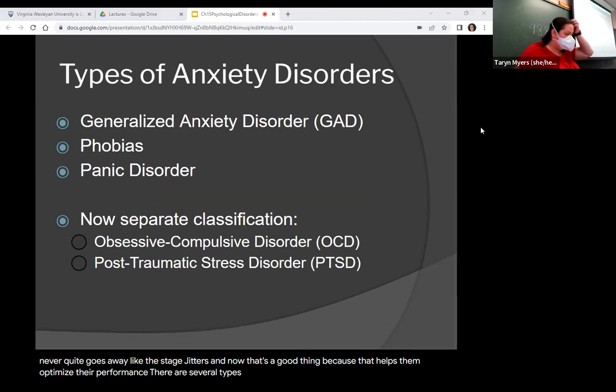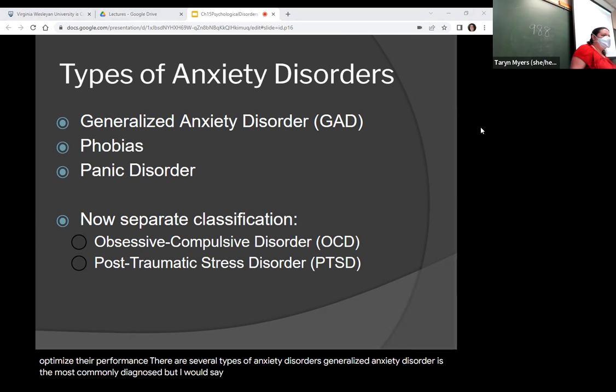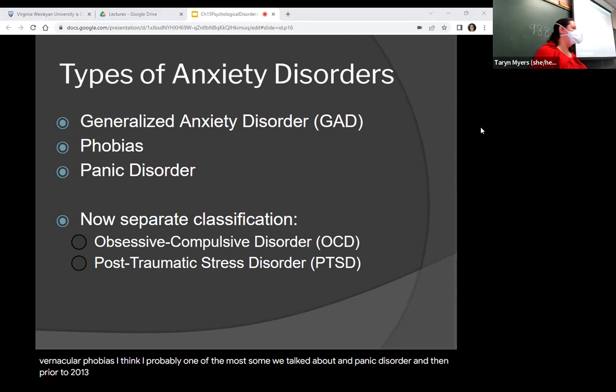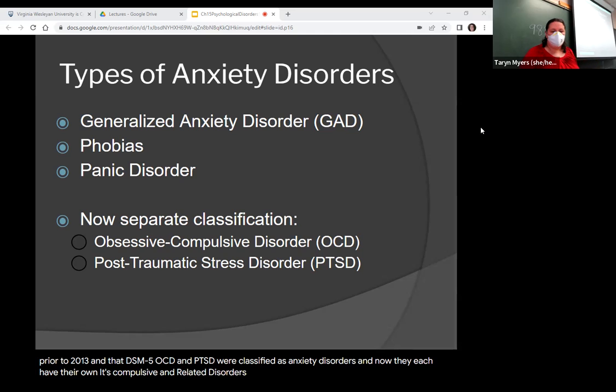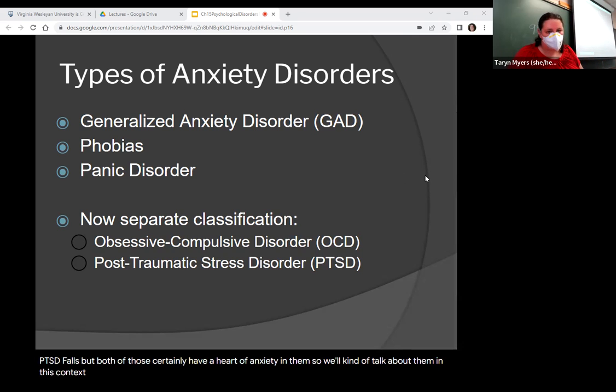So there are several types of anxiety disorders. Generalized anxiety disorder is the most commonly diagnosed, but I would say the least commonly talked about. Phobias, I think, are probably one of the most commonly talked about, and panic disorder. And then prior to 2013 in the DSM-5, OCD and PTSD were classified as anxiety disorders, and now they each have their own categories. So now you have obsessive compulsive and related disorders, and I believe it's stress related disorders where PTSD falls. But both of those certainly have anxiety at their heart. So we'll talk about them in this context as well.